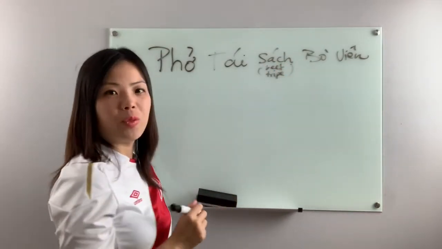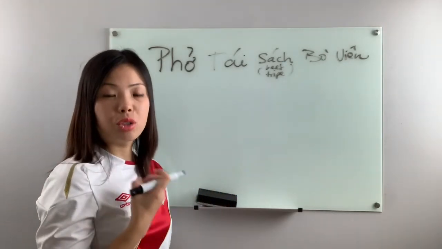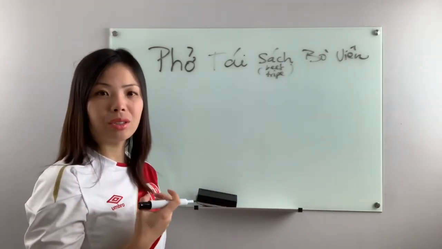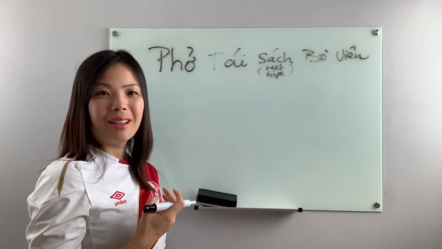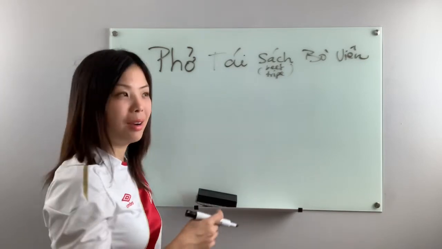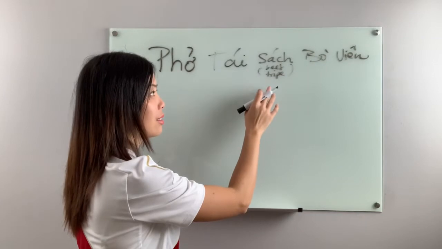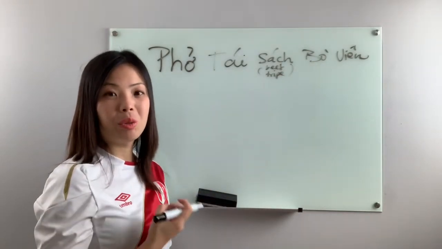Usually, I don't think foreigners would like the tripe since it is very chewy. It has a very chewy texture and it tastes to some people like rubber. In the past, I had invited my American friends to eat pho and they did not like the beef tripe, since it's too chewy for them.